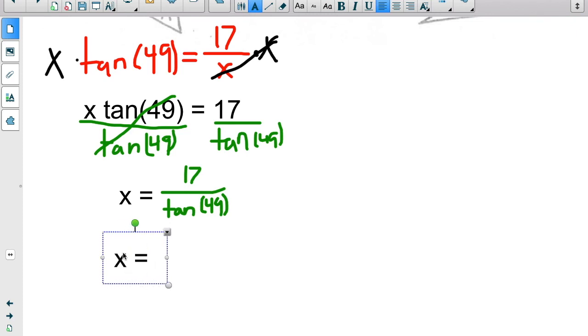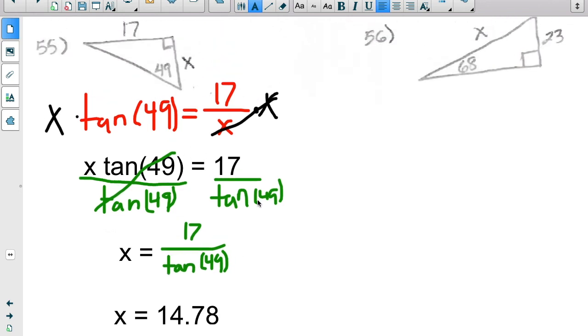And at this point here, now we can plug it into the calculator. We can do 17 divided by tangent of 49 degrees. And if we do that there, we get that x is equal to 14.77 or 78. And that is our answer. And that is all we have to do for this here. That's all we have to do to find the value of x.